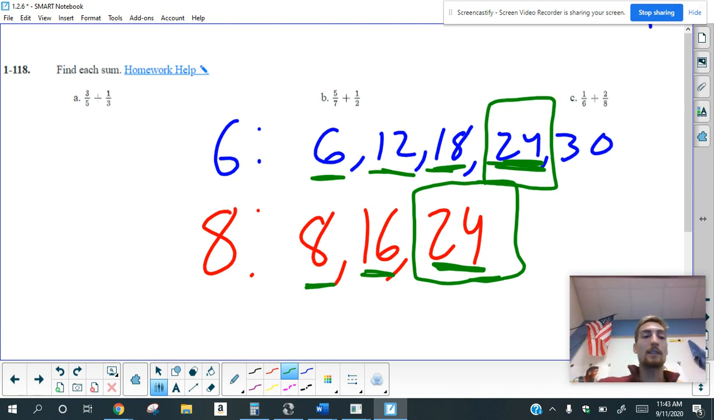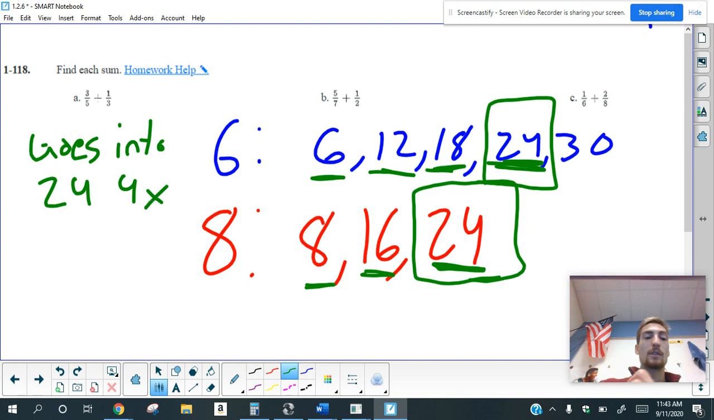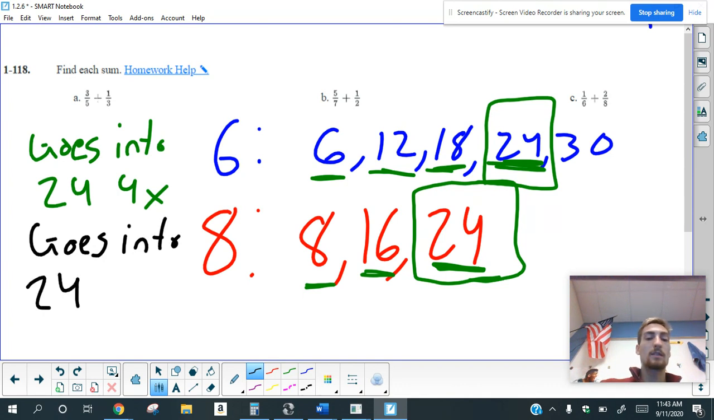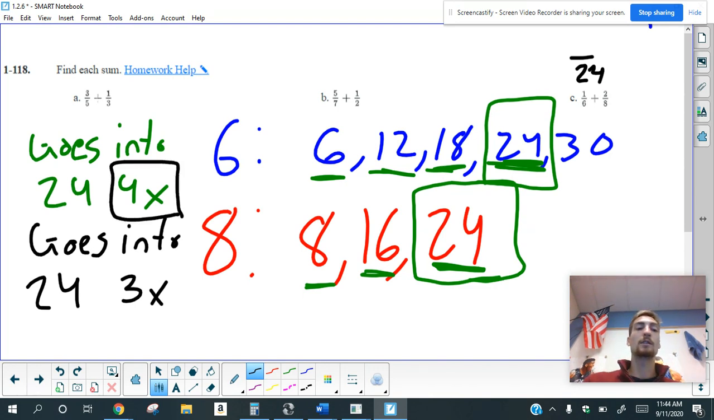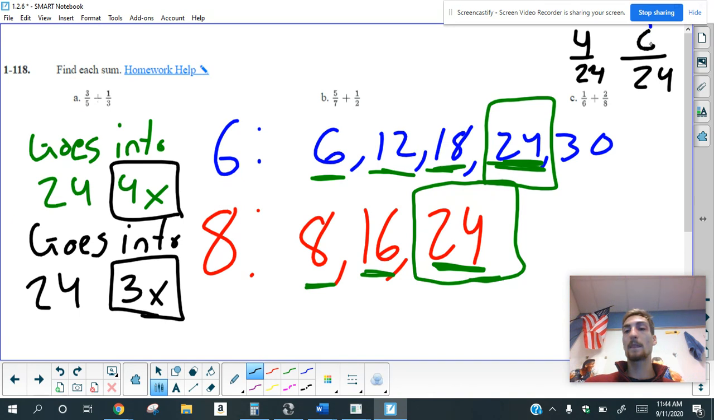So knowing that 6 goes into 24 4 times, and then 8 goes into 24 3 times, then I can just do, to figure out my new numerators, I would do 1 times 4, because 6 goes into 24 4 times. So if I do 1 times 4, I get 4 up top. And then to figure out my numerator here for 2/8, 8 goes into 24 3 times. And so I can do 2 times 3, which gives me 6. So now I just do 4 plus 6 up top, keep my denominators the same. So my final answer would be 10/24.